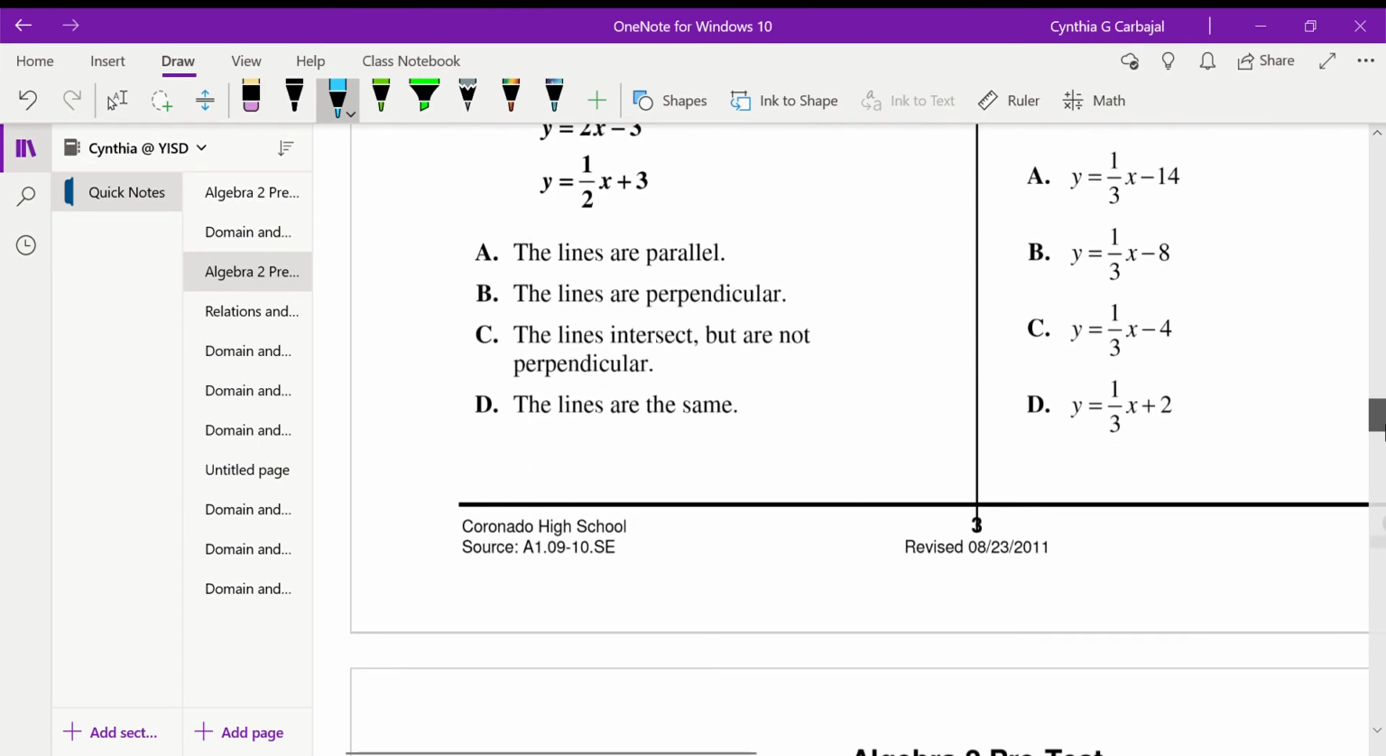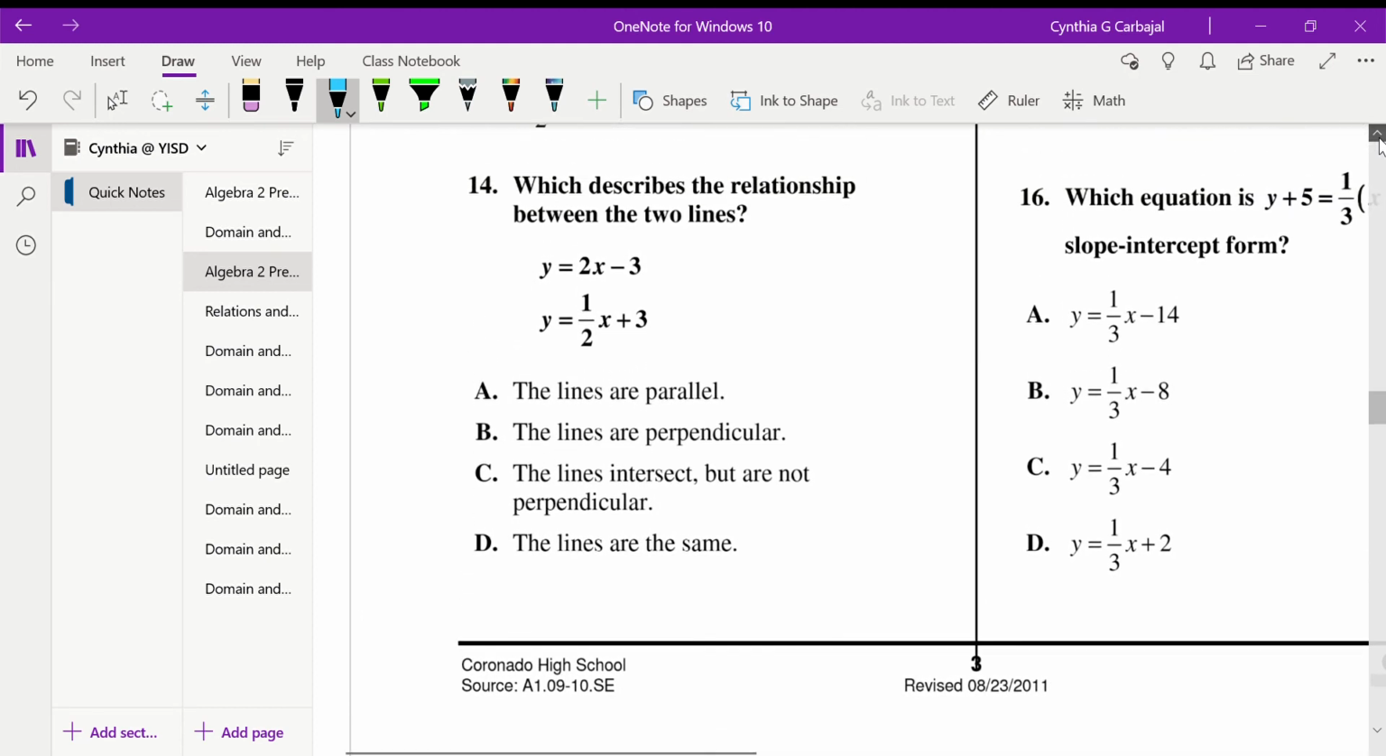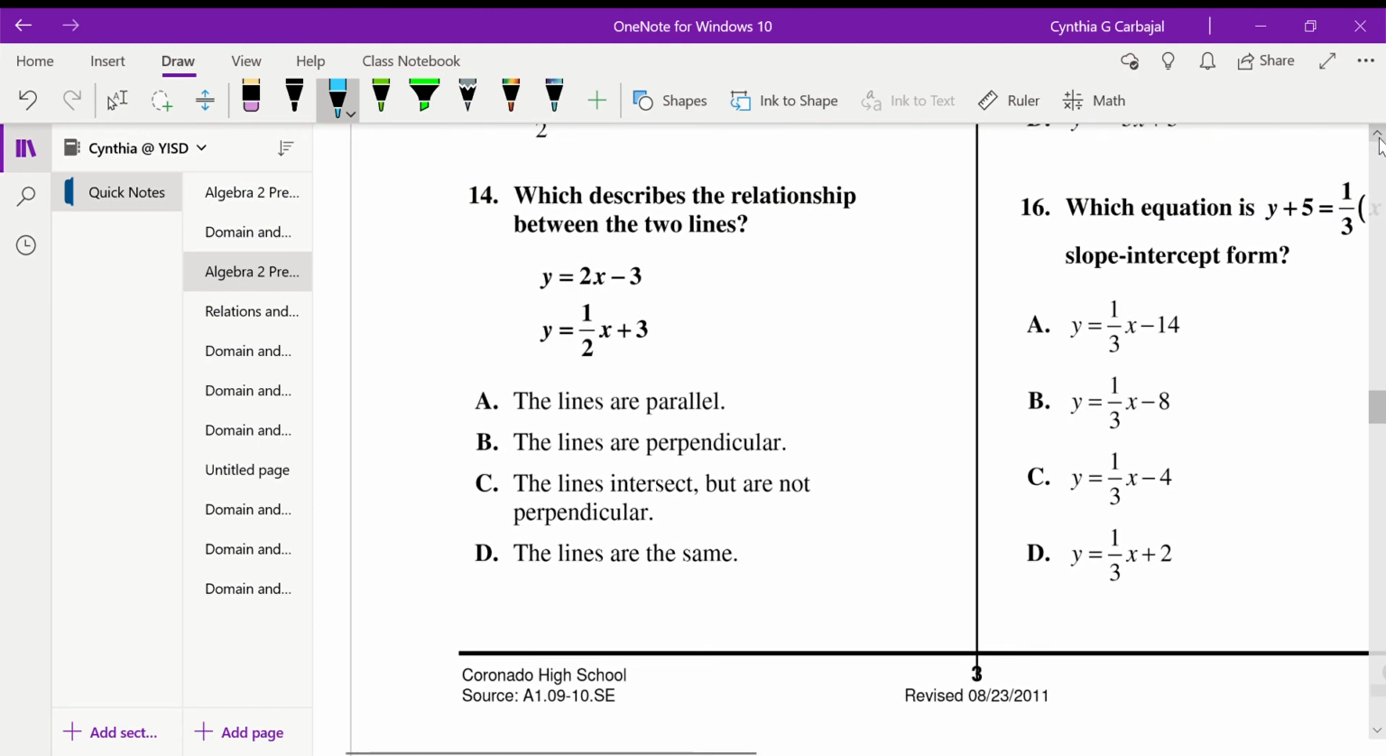Alright, next one is number 14, which asks which best describes the relationship between the two lines. It says the lines are parallel. If they were, we would have the same slope, the exact same number, and we don't, so that's not it. The lines are perpendicular. Perpendicular lines have opposite sign slopes and are reciprocals. Well, 2 and 1/2 are reciprocals of each other, but they're not opposite sign. They're both positive, so it's not perpendicular lines. The lines intersect but are not perpendicular? Possibly. Or D, the lines are the same.